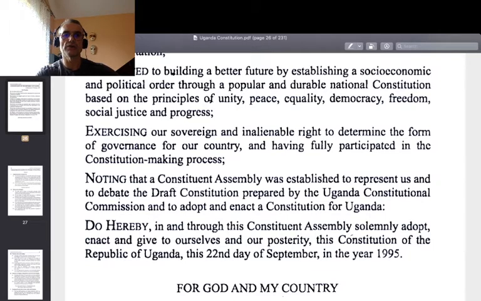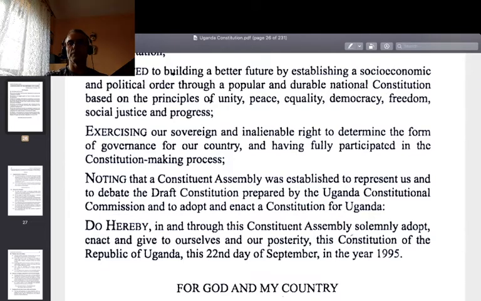process, noting that a constituent assembly was established to represent us and to debate the draft constitution prepared by the Uganda Constitutional Commission and to adopt and enact a constitution for Uganda, do hereby in and through this constituent assembly solemnly adopt, enact and give to ourselves and our posterity this Constitution of the Republic of Uganda, this 22nd day of September in the year 1995. For God and my country.